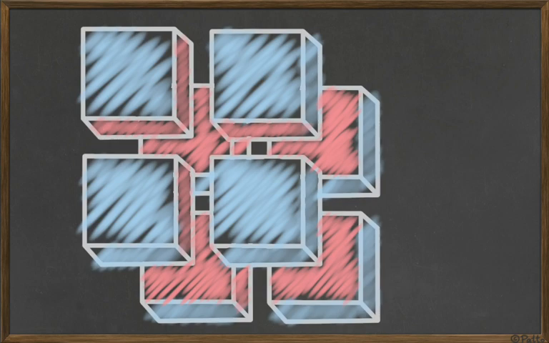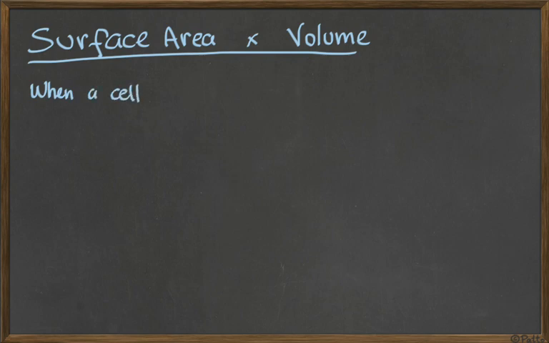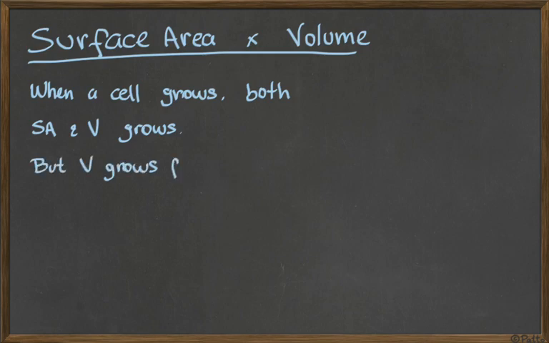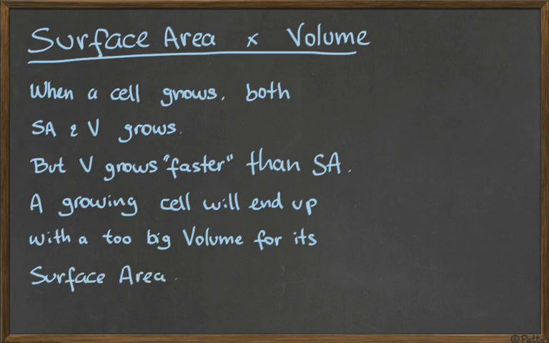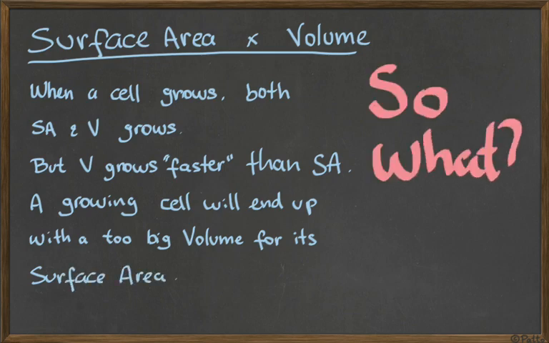Whatever way you find to understand this relationship, it's important that you understand the surface area to volume ratio. When you have a cell or any body that grows, both the area and the volume will grow, but the volume is going to be growing faster than the surface area. The volume grows to the power of 3, the surface area grows to the power of 2. So a growing cell will end up having a way too big volume for its surface area. This is the relationship that we have here.